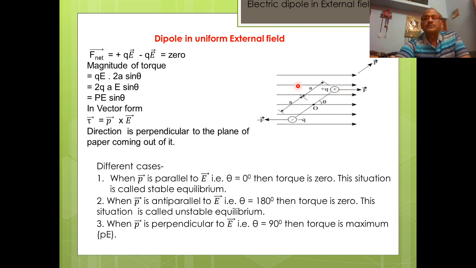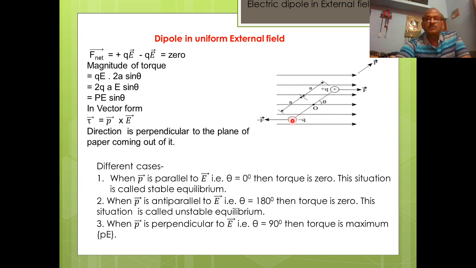Now here the field is uniform, so the magnitude of force is the same. But the lines of action of these two forces are not the same. One force is acting here, another force is here. So these two forces are equal and opposite, so they constitute a couple. And we know the torque due to a couple is force into the perpendicular distance between the forces.